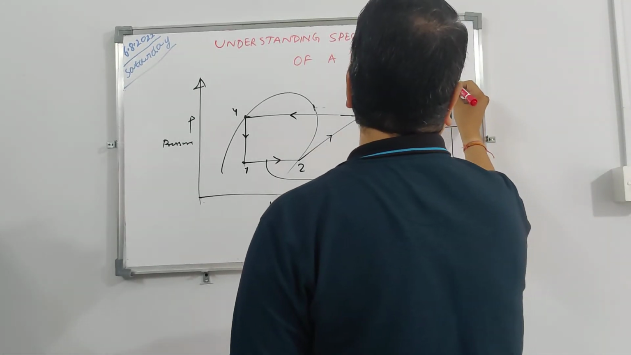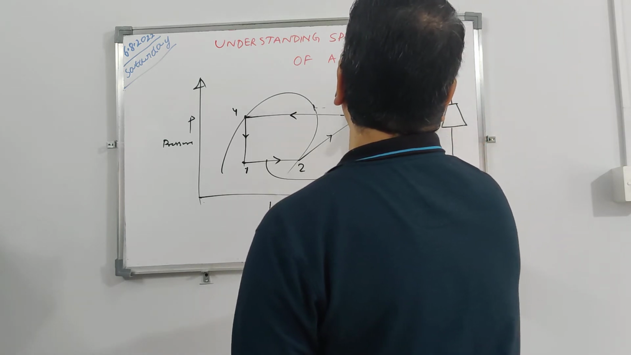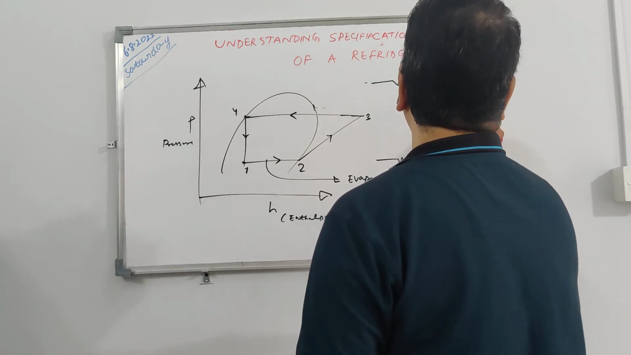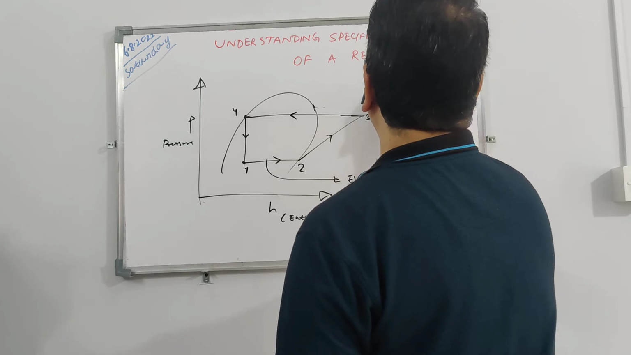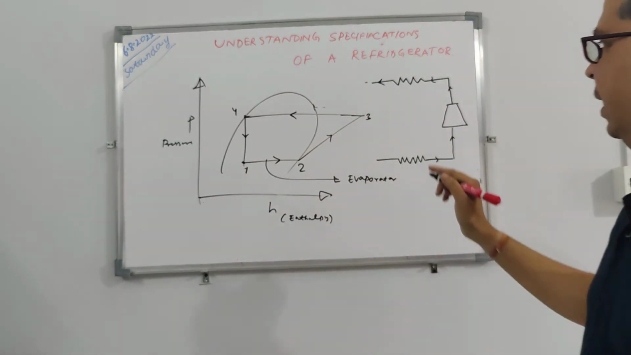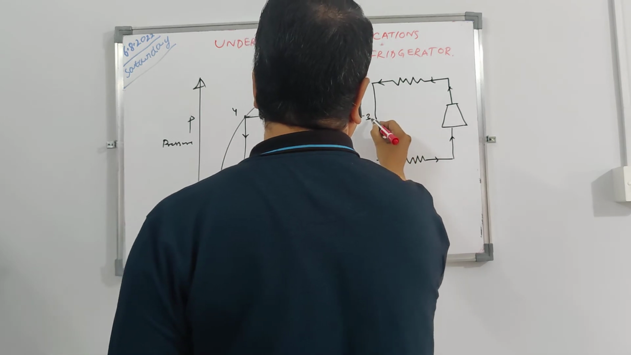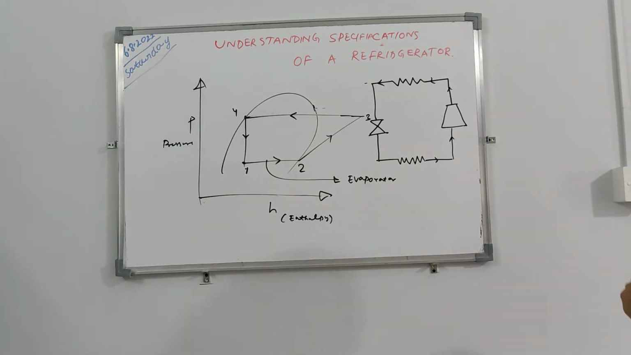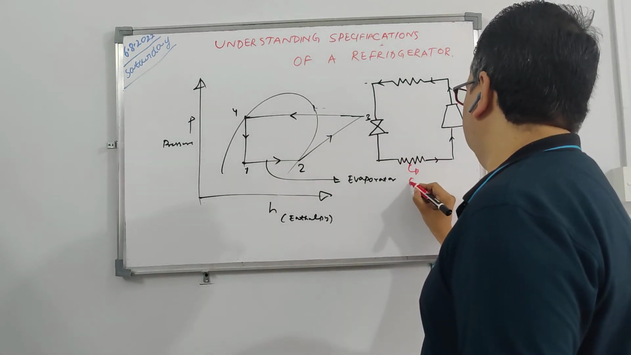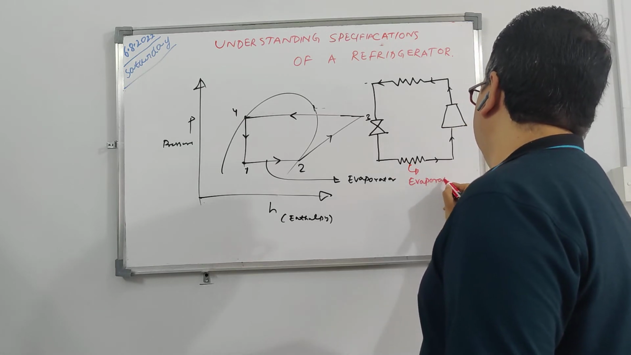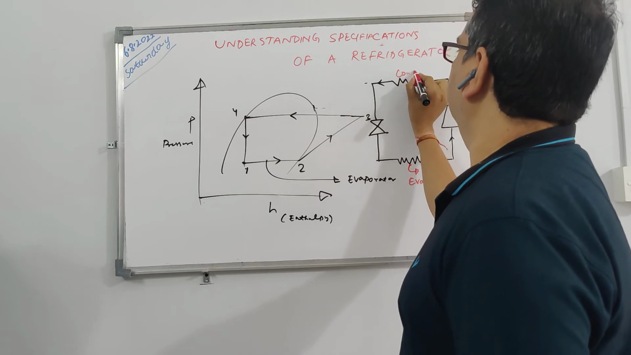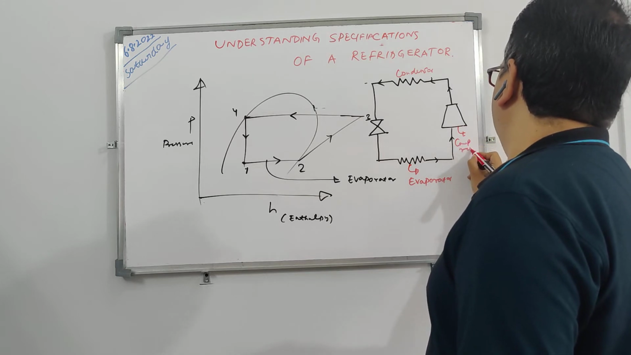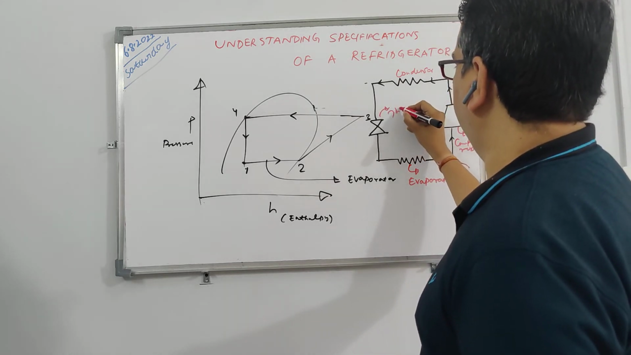After the compressor, it enters a condenser. It goes here, and then it goes inside a condenser. Then after the condenser, it goes through something called a throttle valve. So there are four components: evaporator, condenser, throttle valve. This is your compressor, and this is your throttle valve.